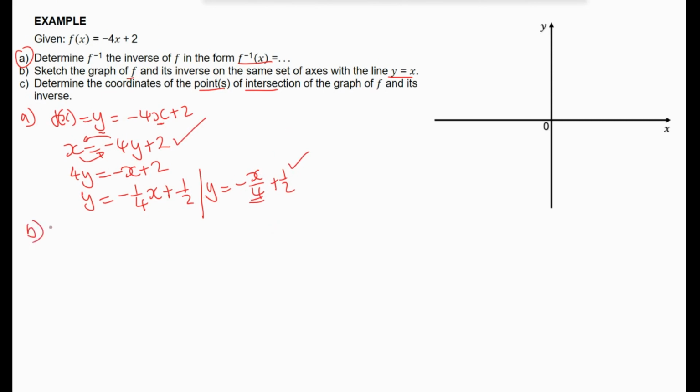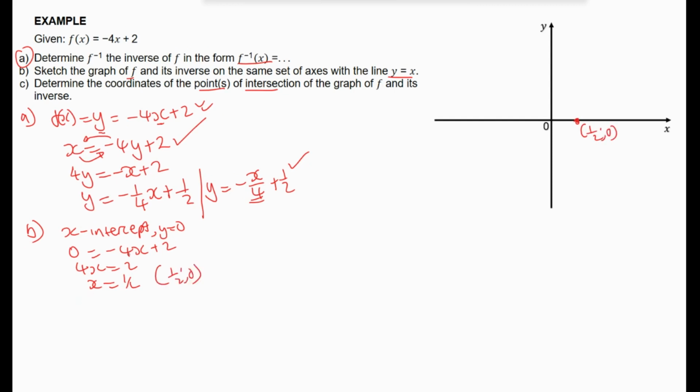Then B, sketch the graph of f and its inverse. Let's start with f(x). For the x-intercept, we know that y = 0. So where there's y, we put 0. We start with this, so it becomes 0 = -4x + 2. Then 4x = 2. Divide by 4 on both sides, x is going to be 1/2. So this is going to be our x-intercept, (1/2, 0).